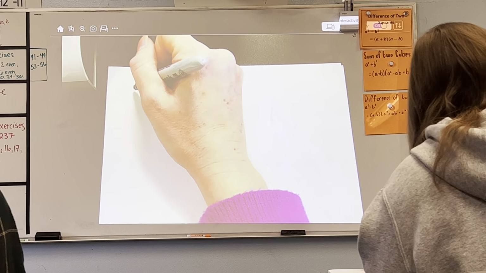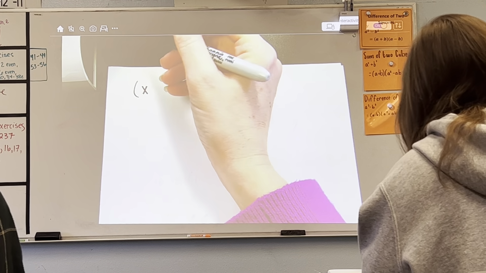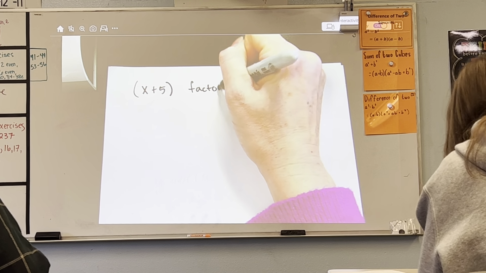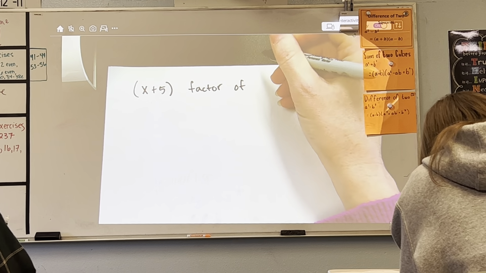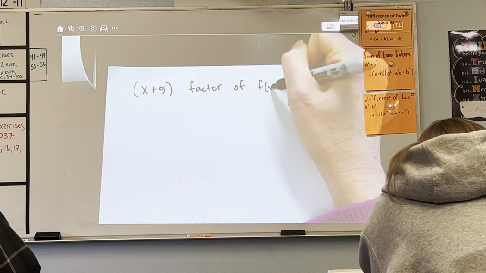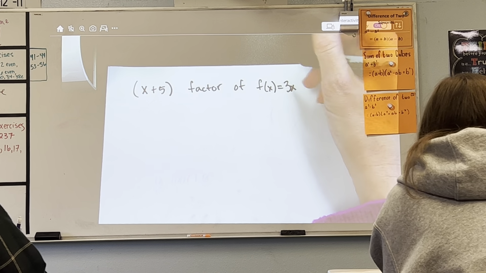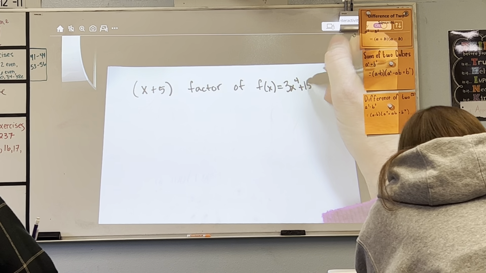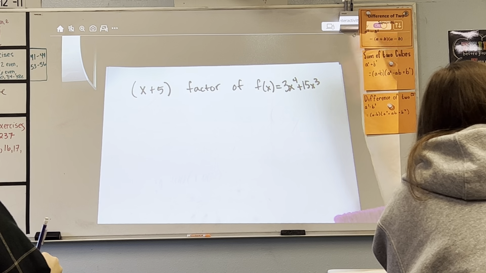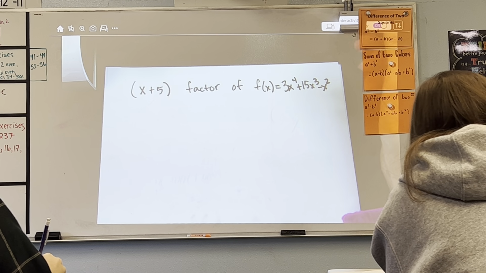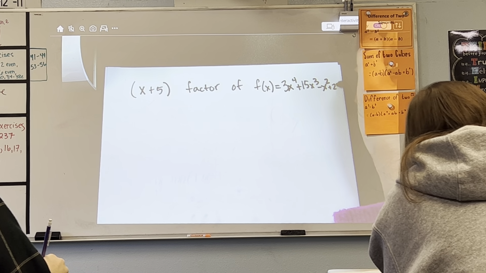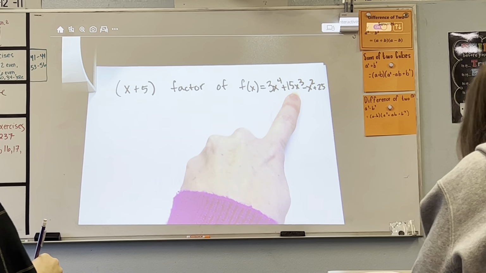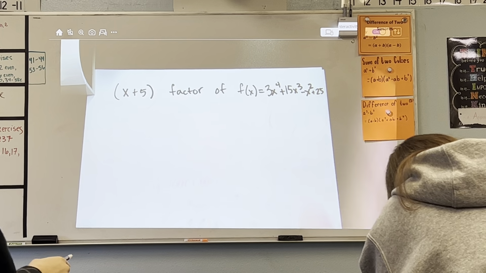Okay. We're gonna determine, I'm not gonna write all the words out, if x plus 5 is a factor of f of x equals 3x to the 4th plus 2x to the 3rd minus 3x to the 4th plus 15x to the 3rd minus x squared plus 25.